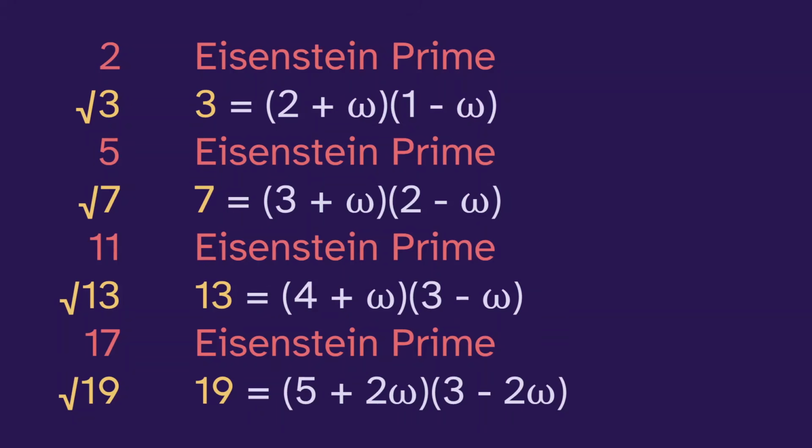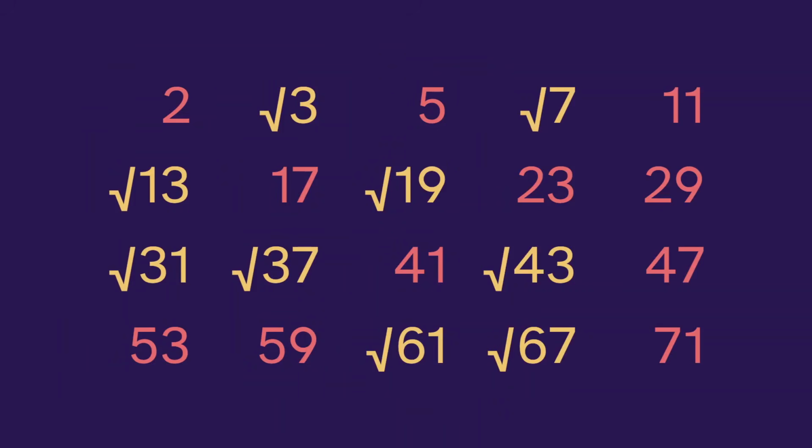And it may seem that these roots appear every other prime. 2, root 3, 5, root 7. But that pattern does not continue for very long. So what is the pattern between having a root and not? And why do we always get primes?